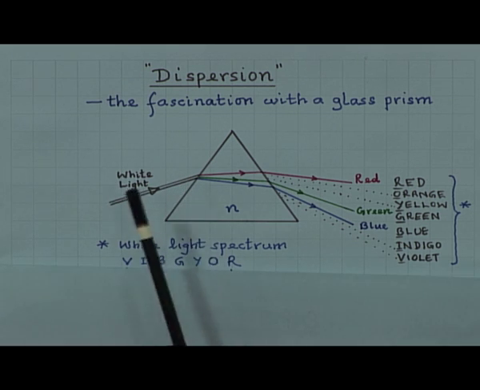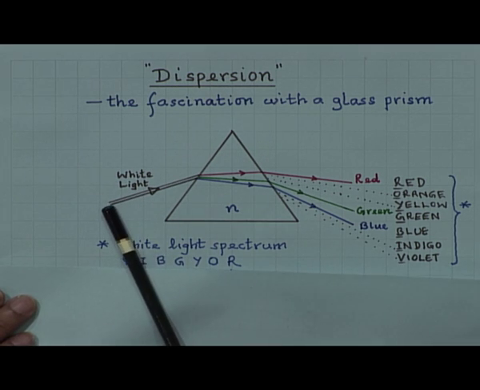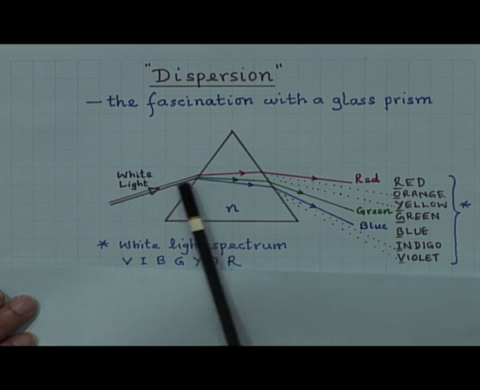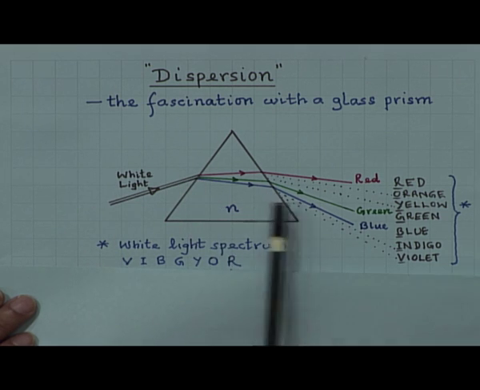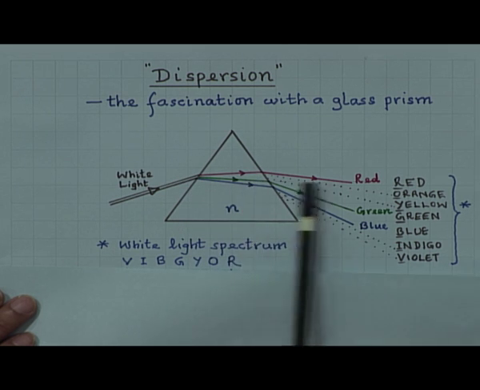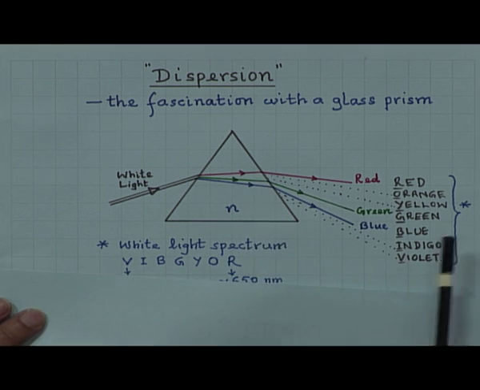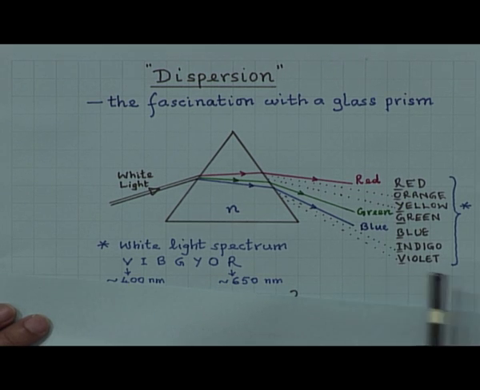We know that the visible radiation has wavelengths ranging from 400 to 750 nanometers, and when white light is passed through a prism, it disperses or spreads out into its component colors, and the colors come in this order: violet, indigo, blue, green, yellow, orange, red, VIBGYOR.